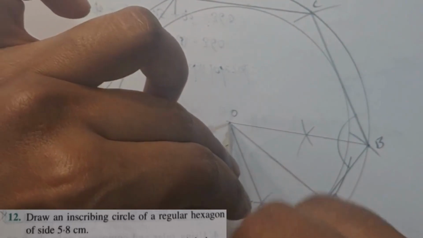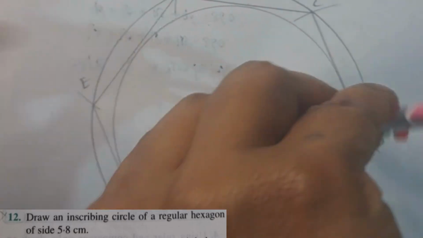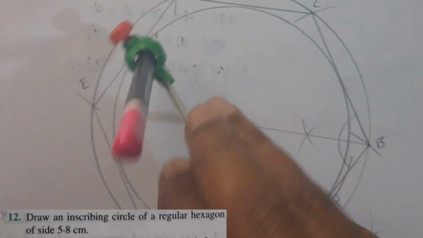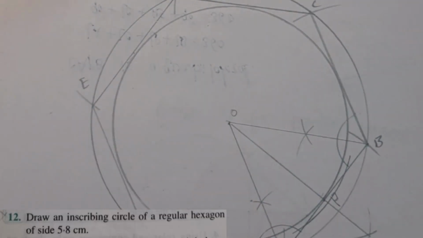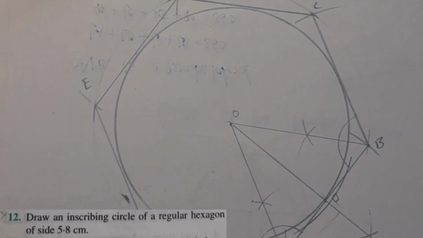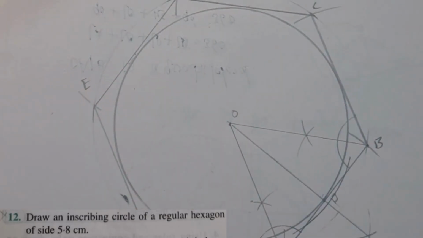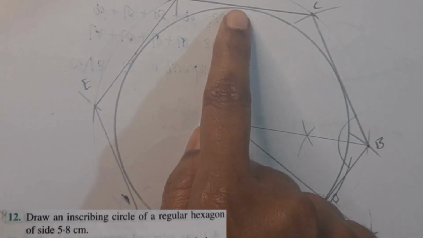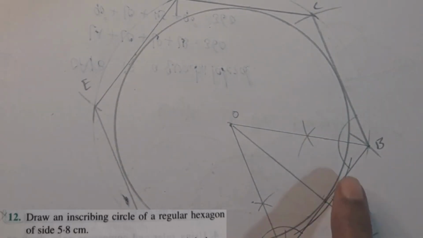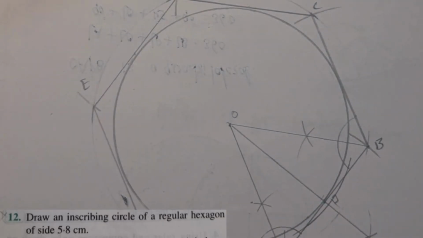Inscribed circle, it will touch all sides of a regular hexagon. See, I will rub here the outside circle. You should observe here, the outside circle I rubbed. Only this circle is touching all sides of a regular hexagon. This is our required diagram.